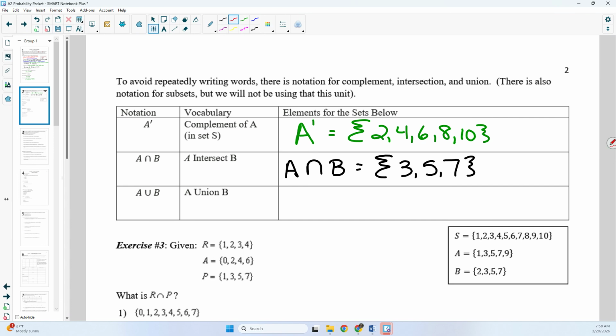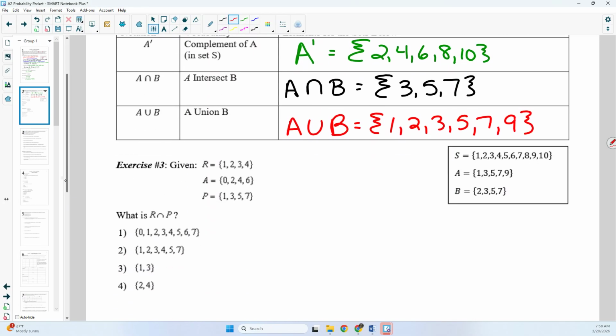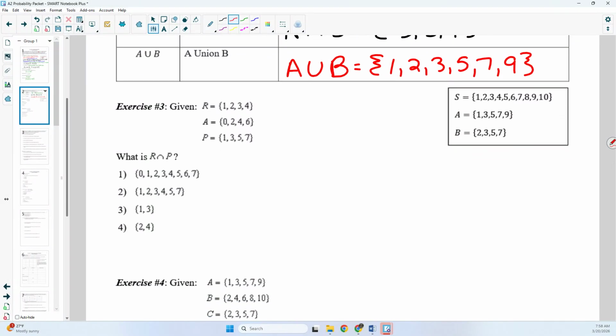And then for the next one, we use a U for union. That means to unite the two sets, bring all their elements together. And so I have 1, 2, 3, 5, 7, and 9. So we're going to look at a couple problems now with this type of notation.